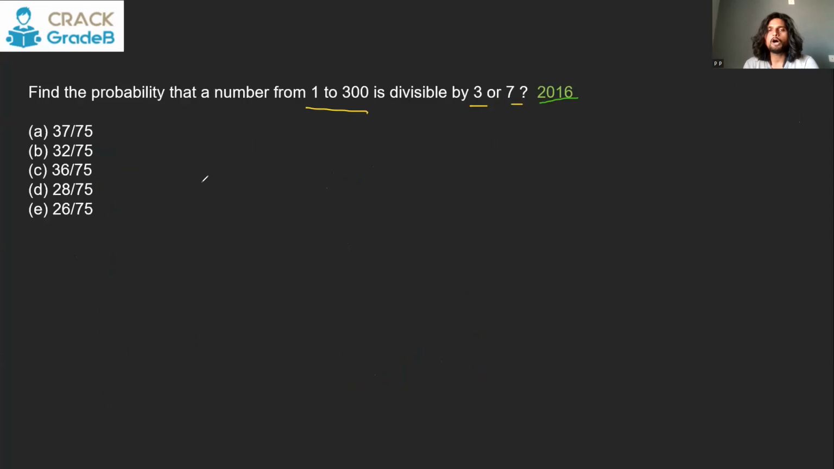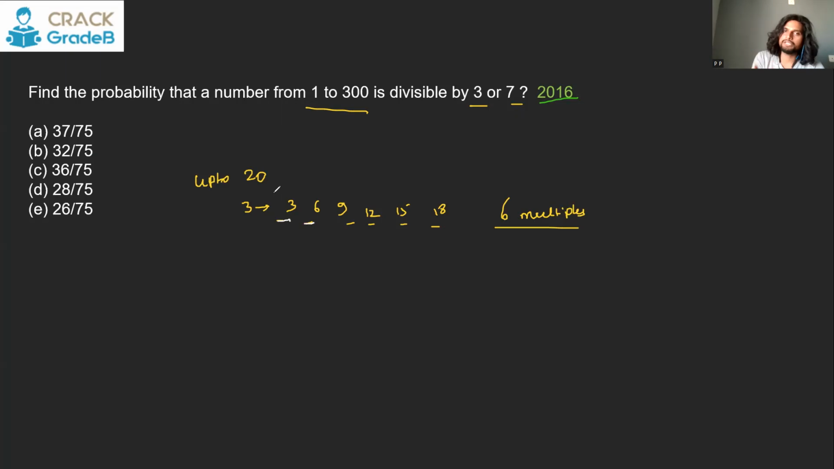If I ask you how many multiples of 3 are there up to, say, 20: first is 3, then 6, then 9, then 12, then 15, then 18. So 1, 2, 3, 4, 5, 6, 6 multiples. Or you can just say, because every third number is a multiple of 3.